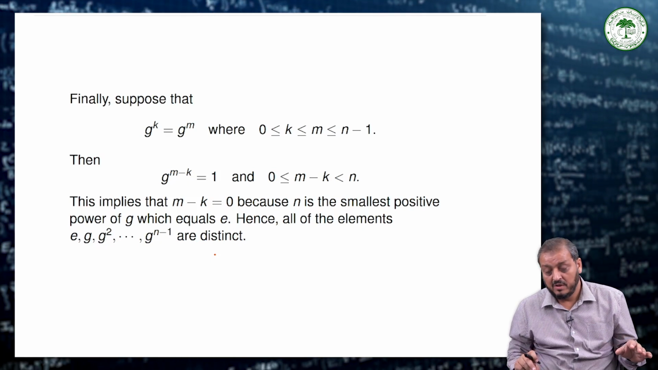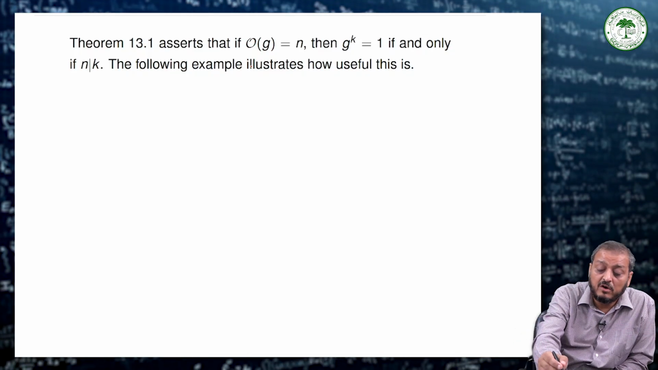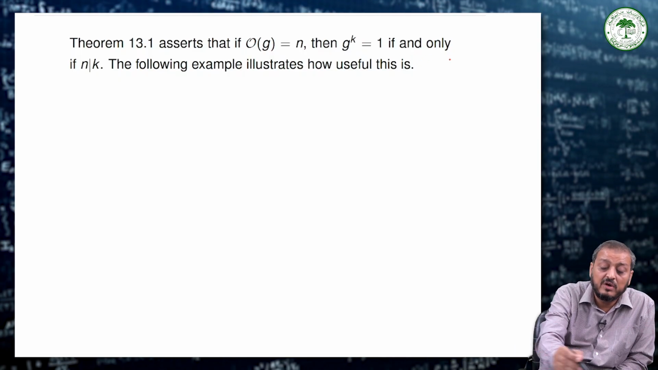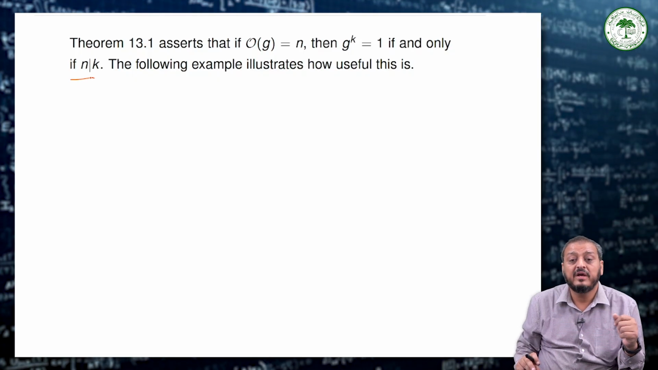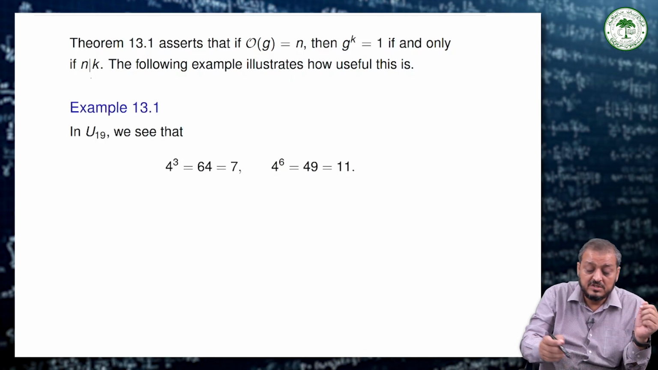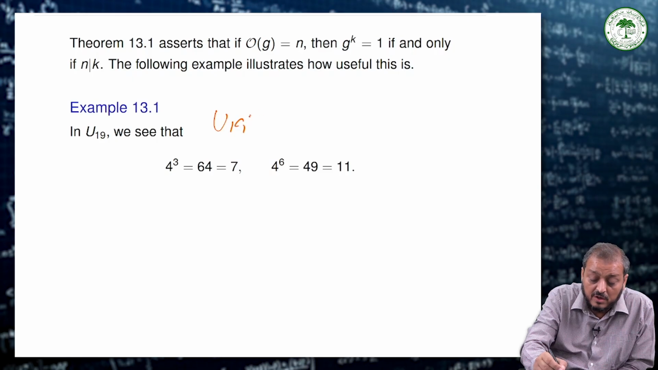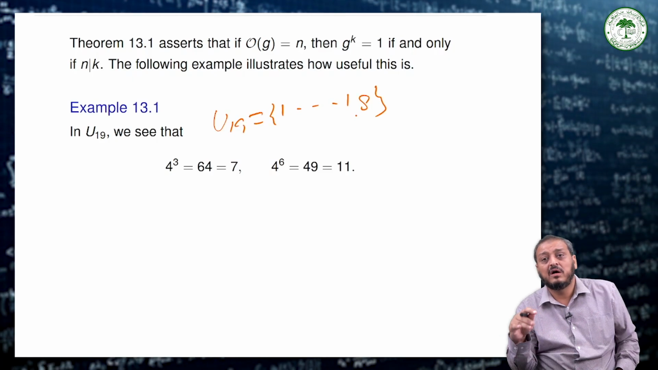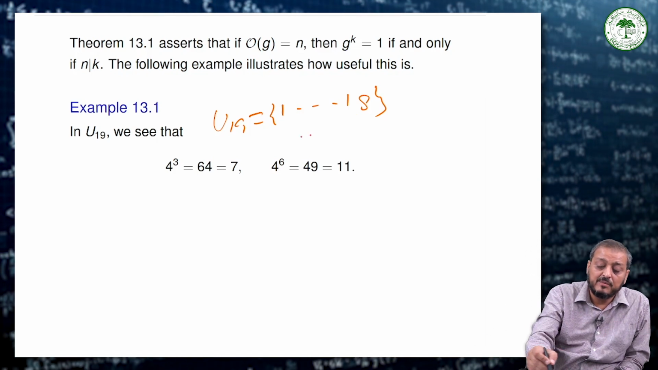Now, using this assertion of this theorem, it says that the order of g is equal to n, and g to the power k is equal to identity if and only if n divides k. Now, the following example illustrates how useful this is. So, we see U19, and you know that the elements of U19 are 1 up to 18. All the elements 1 to 18 are relatively prime to 19, they are the members of this.